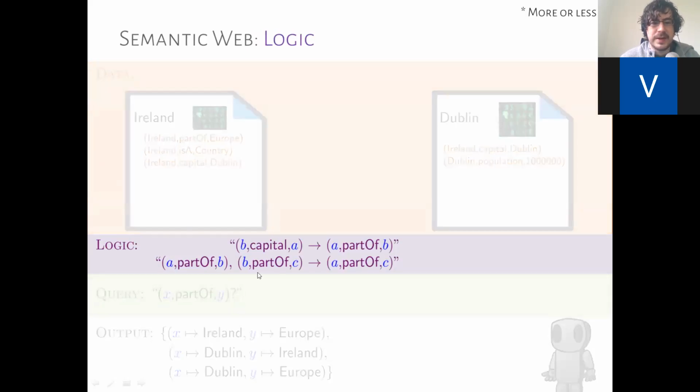Today's topic, we're going to start to talk about a second standard for defining logic, or in fact ontologies, of the semantic web, which will allow us to define these rules here, which we couldn't do in RDFS. B capital of A implies A part of B. We didn't see a way to do that yet. And A part of B, B part of C implies A part of C, and a lot more.